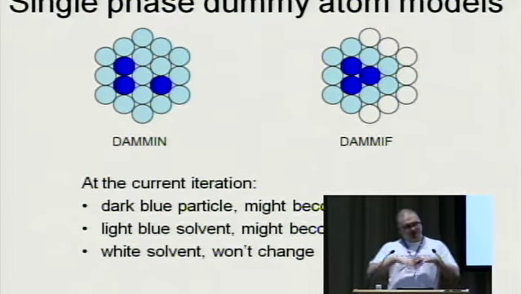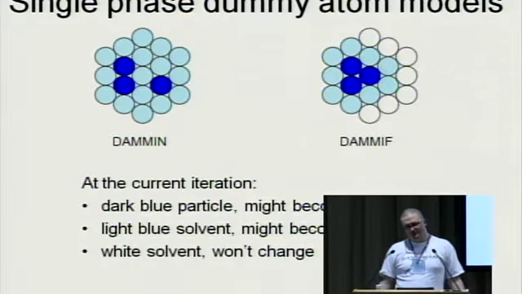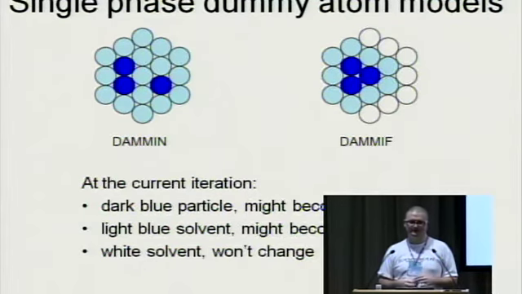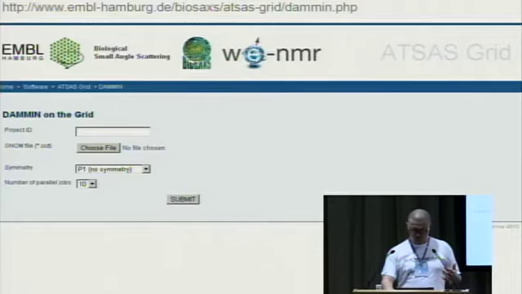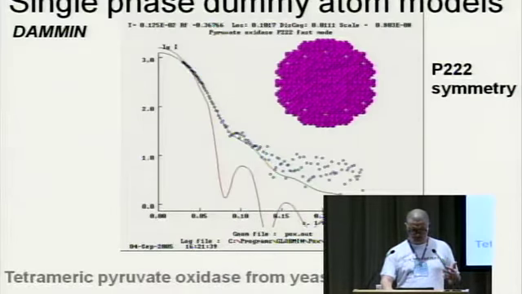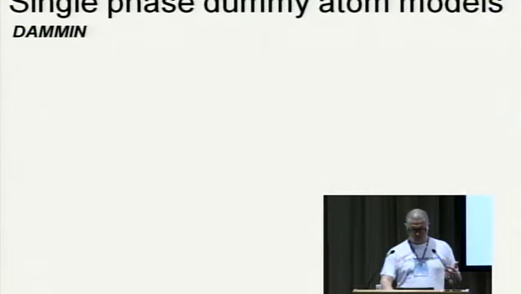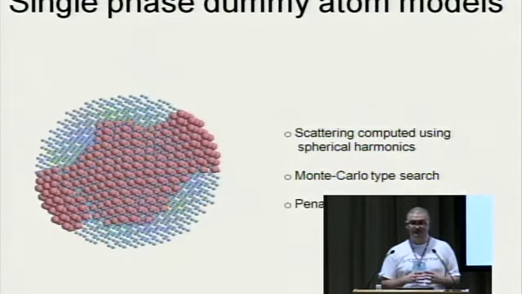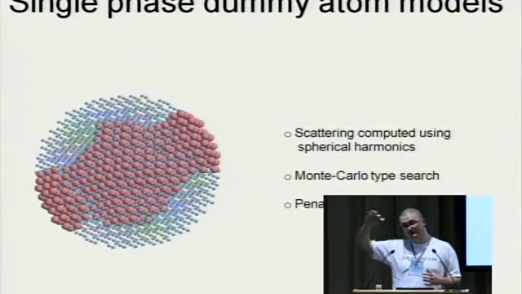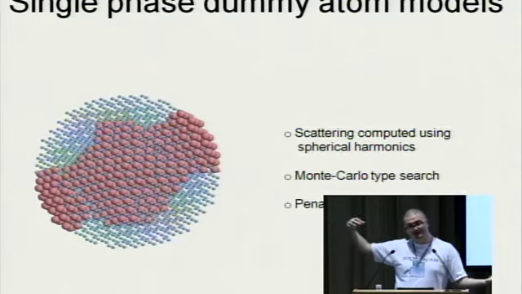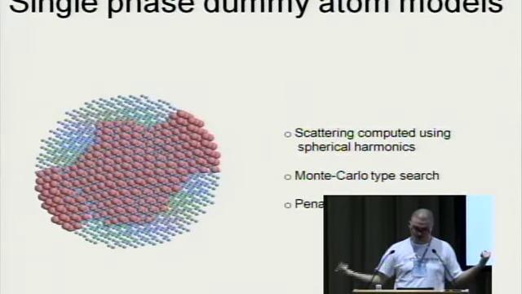Besides, in Damin, we limit ourselves to a certain search space, which is typically a sphere of the size of D max. This has some side effects that normally you won't see, but for example, in this case, you see that the model touches the search space. So maybe the model would be more extended, but it cannot extend itself because the search space doesn't allow the model to do that.